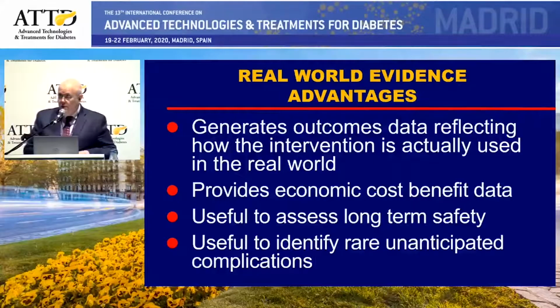They're also useful for looking at long-term safety. Typically, a randomized controlled trial looks at hundreds or in some cases thousands of patients, and a very rare side effect might not turn up. But in a real-world evidence study, you can look at tens of thousands of patients, and if there's a rare side effect, it's more likely to show up in such a large pool of patients. So I say that a real-world evidence trial is useful to identify rare, unanticipated complications.